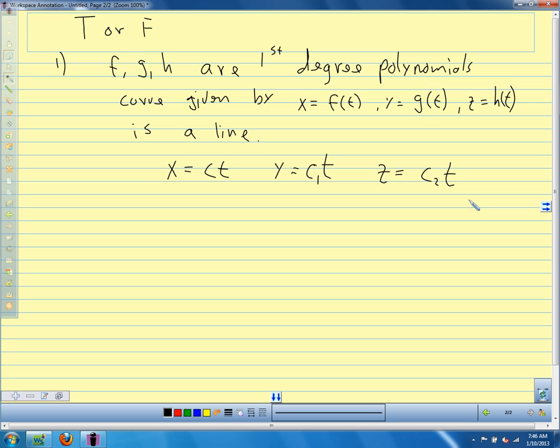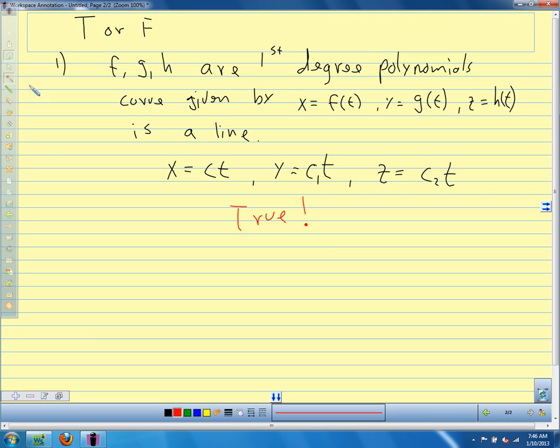Thinking back to when we talked about lines and planes, what does this set of equations describe? Isn't this a line with direction numbers c, c1, and c2? So this is a line parallel to the vector c, c1, c2. So if we write our functions as linear polynomials in t, we end up with a line. So this would be true. Does that make sense how we broke that down?